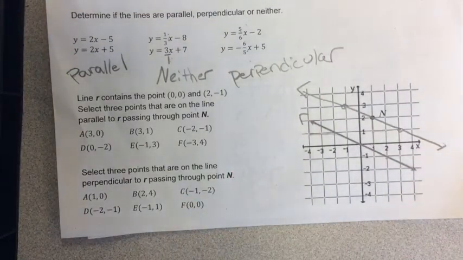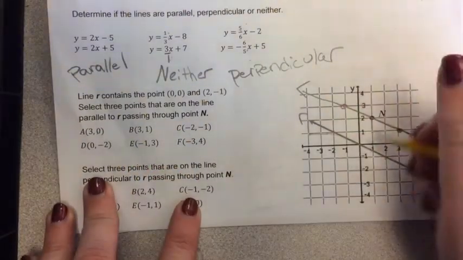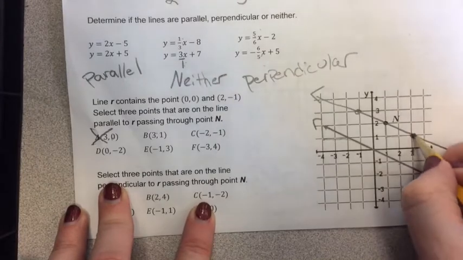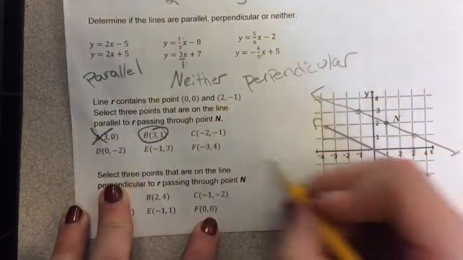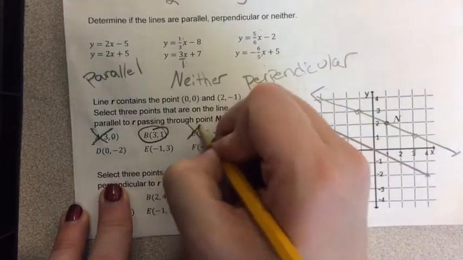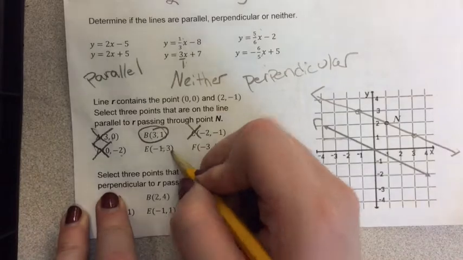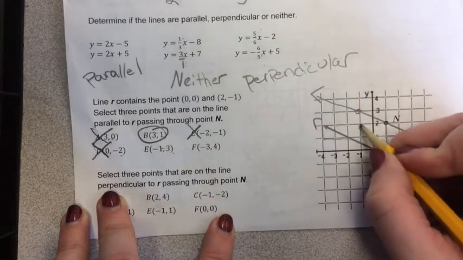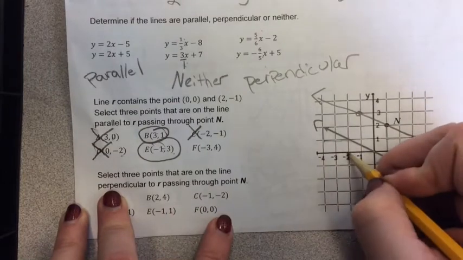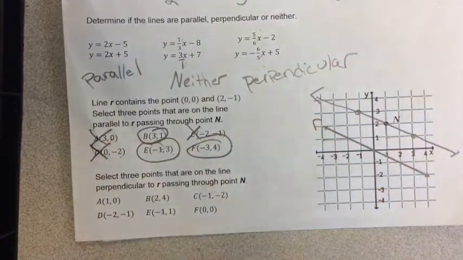All right. So then I need to figure out which of these points are going to be on this line. So 3, 0, nope. 3, 1, yes. -2, -1, no. 0, -2, no. -1, 3, yes. And -3, 4. Looks about right, yes, just the way I drew it.